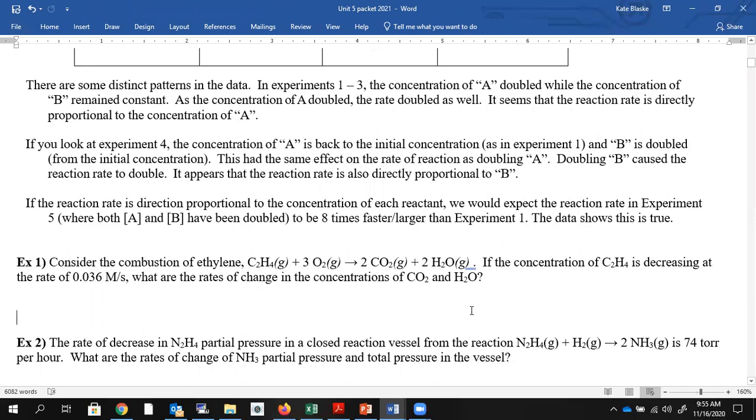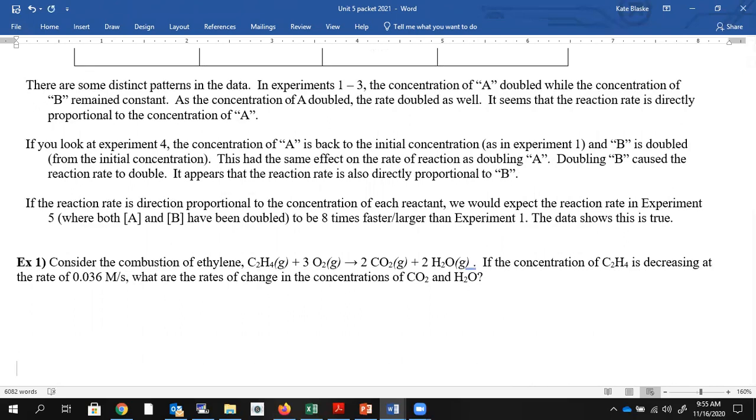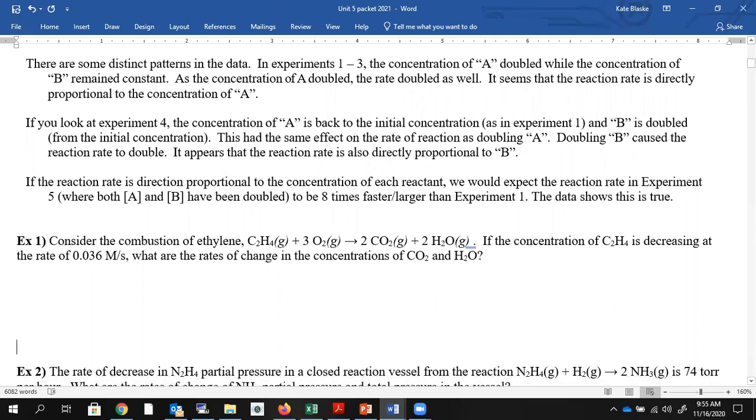So we can think about how the rates of the reaction for the reactants can affect the rates for our products as well. So if we have a combustion of ethylene here in example number 1, C2H4 plus 3 O2 makes 2 CO2 and 2 H2O. If the concentration of C2H4 is decreasing at 0.036 molar per second, what are the rates of change in the concentrations of CO2 and water? So even though carbon dioxide and water are our products, we can still see the effect on them based on our reactants.